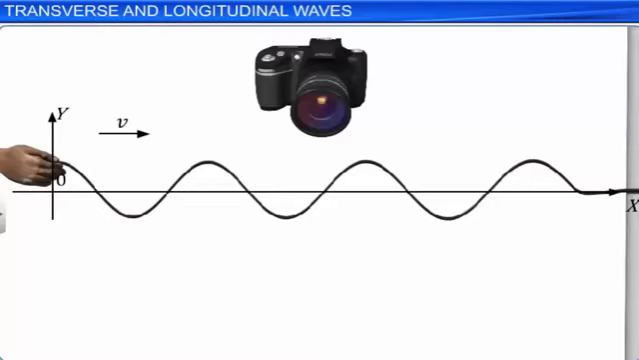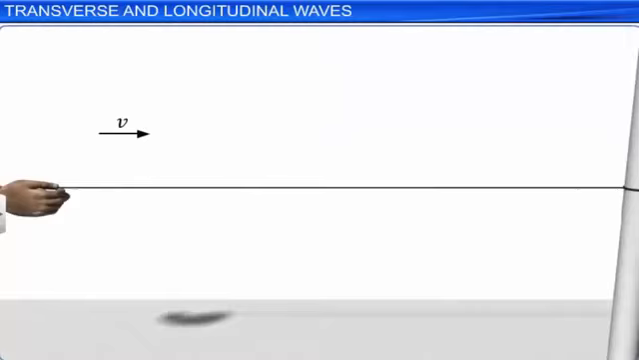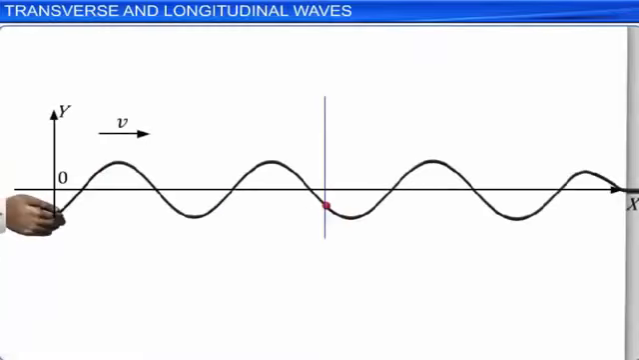We see that the point moves up and down the mean position. The waveform observed in this process, which is sinusoidal in shape, is a transverse wave.